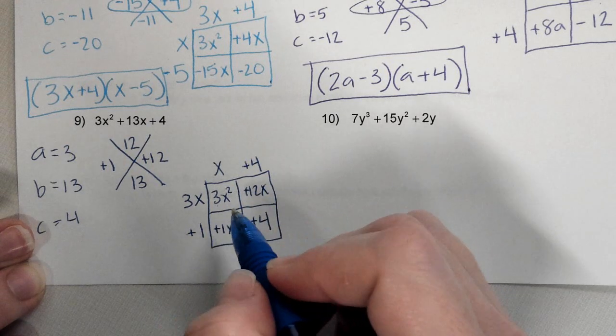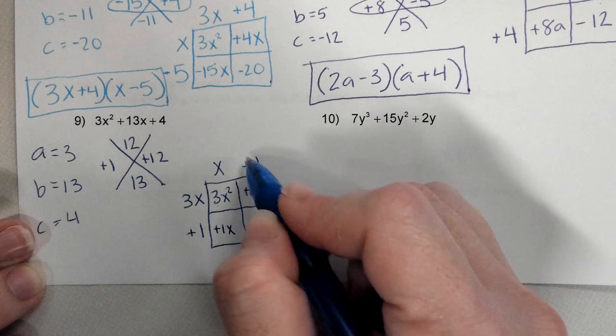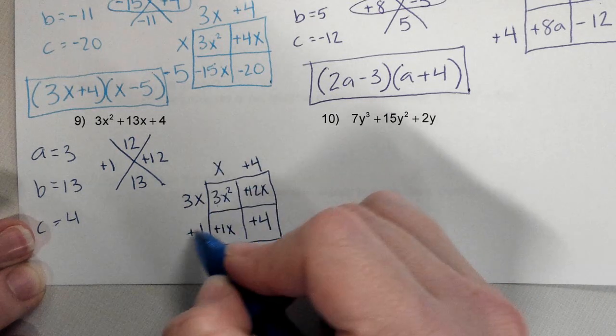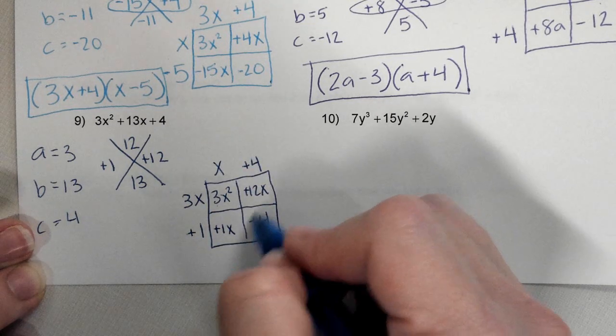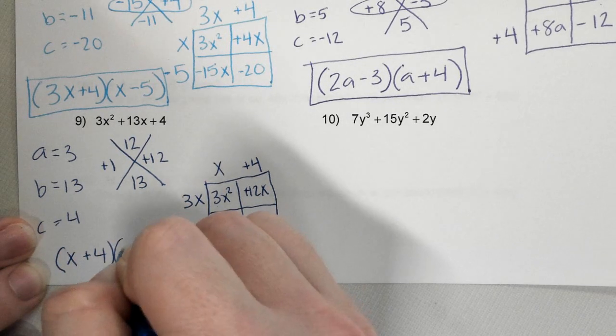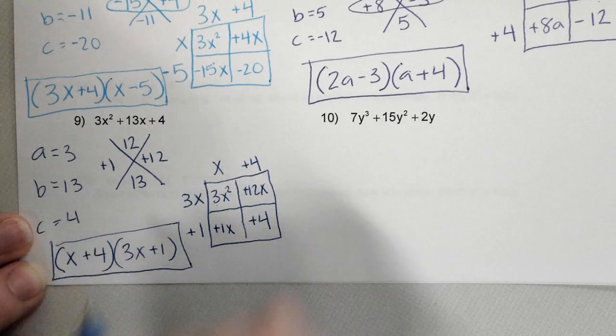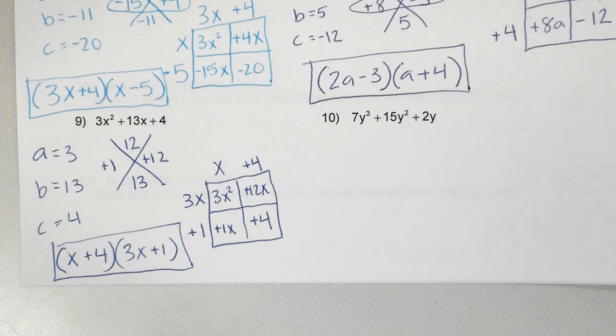And then remember, you can always check your work with multiplying. I forgot to say this earlier. So 3x times x is 3x squared. 3x times 4 is 12x. x times 1 is 1x. 1 times 4 is 4, so it worked. So x plus 4, 3x plus 1.